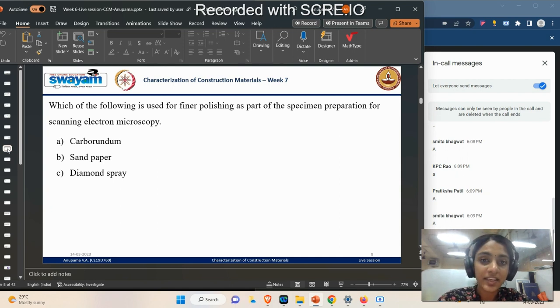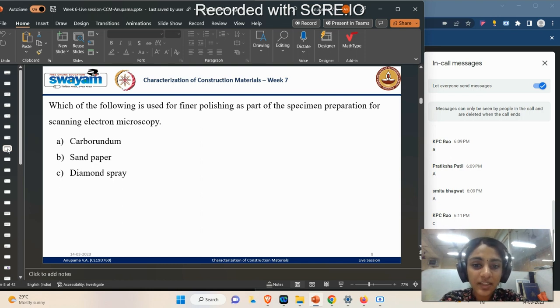Like we can do secondary electron imaging, or backscattered electron imaging, or X-rays can be used for imaging. In the case of backscattered electron imaging, we need a very polished, smooth specimen surface. For that, we need to polish the surface a lot. It can be a coarse polishing initially, which means it's not that smooth, but it doesn't have many undulations.